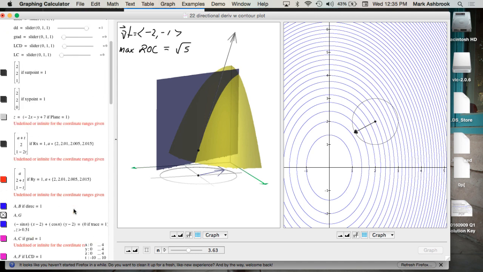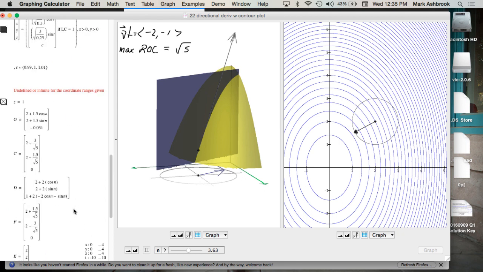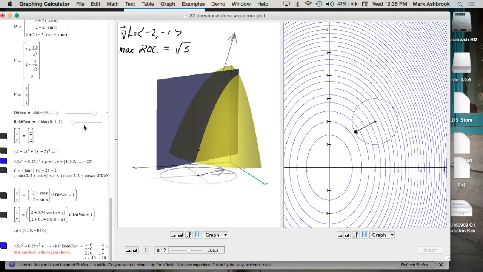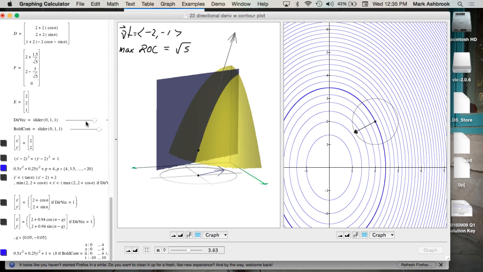Let me highlight that. What's orthogonal? Do you see that the contour line that we're on right now, that direction of max rate of change is orthogonal to contour lines? Why does that make sense?